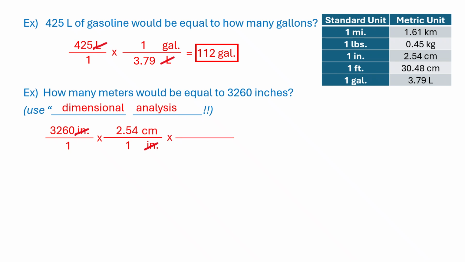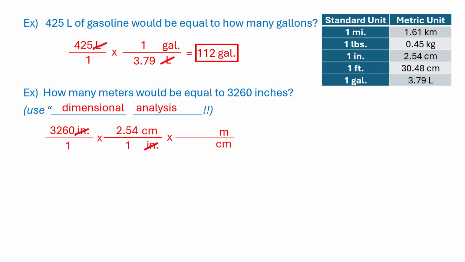The question is asking me for meters. So I do have another fraction. And of course, again, what unit are we trying to get rid of now? What unit are we trying to get? So at this point, we have centimeters, so we want to get rid of centimeters. Whatever we currently have, we want to get rid of until we get to the unit that our question is asking us for, which in this case is meters.